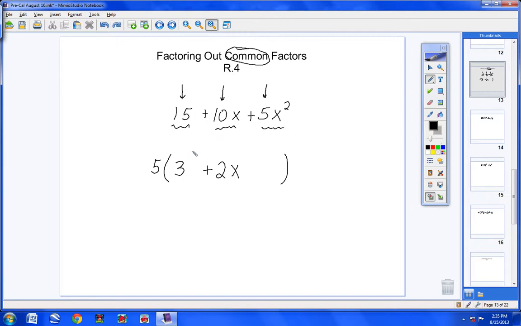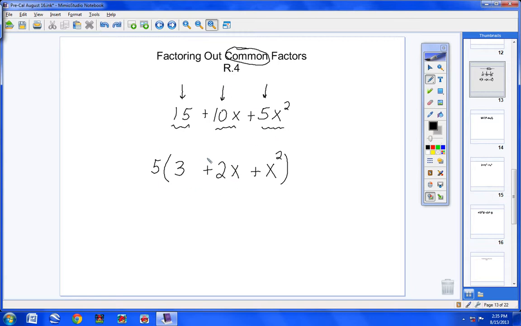And then you say to yourself, okay, self, what would I put here? 5 times what would give me 5x squared? Well, 5 times, think about it, 5 times x squared. I mean, 5 times x squared gives you 5x squared. And that's called factoring. You went backwards.